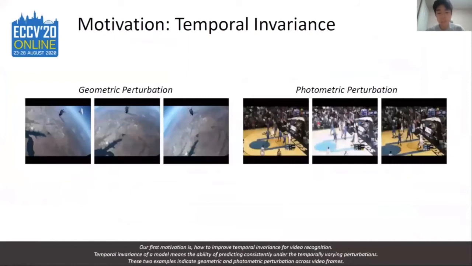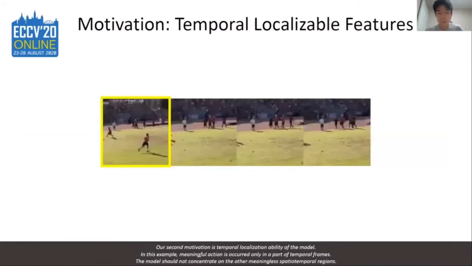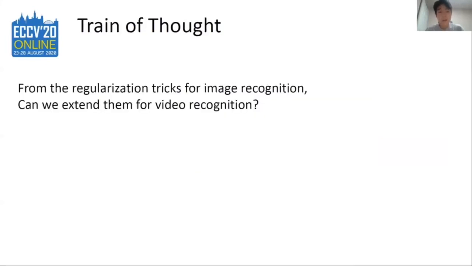Our first motivation is how to improve temporal invariance for video recognition. Temporal invariance of the model means the ability of predicting consistently under temporally varying perturbations. These two examples indicate geometric and photometric perturbations across video frames. Our second motivation is the temporal localization ability of the model. In this example, a meaningful action occurs only in a part of the temporal frames. The model should not concentrate on the other meaningless spatiotemporal regions. Here is the question: from the regularization tricks for image recognition, can we extend them for video recognition?